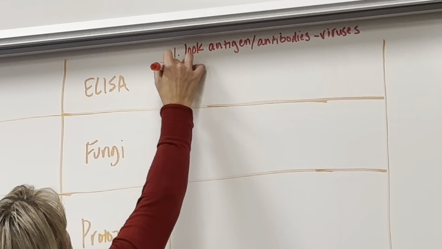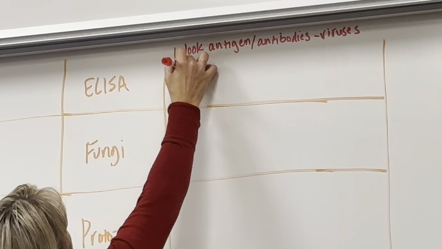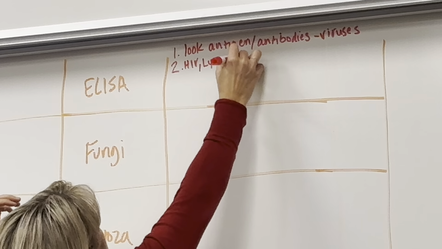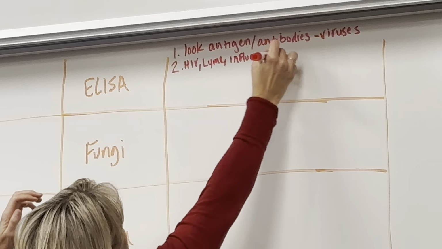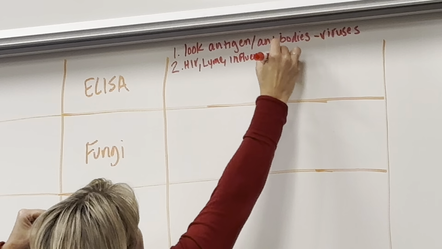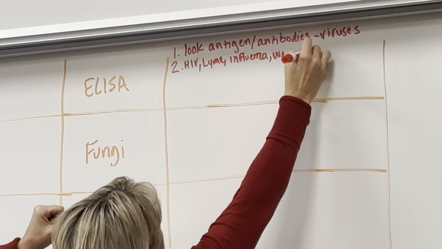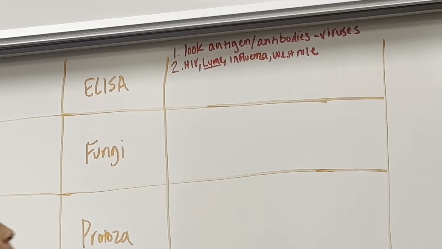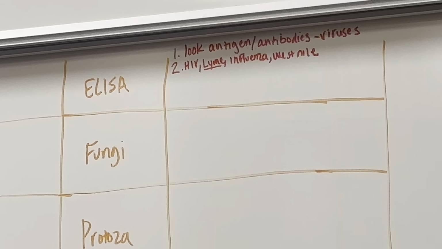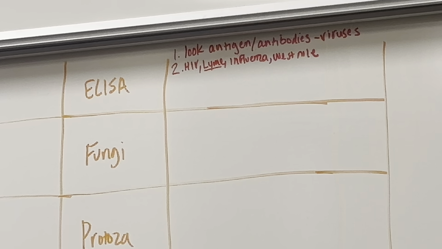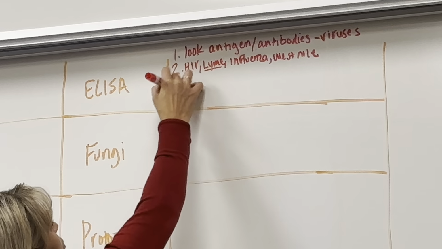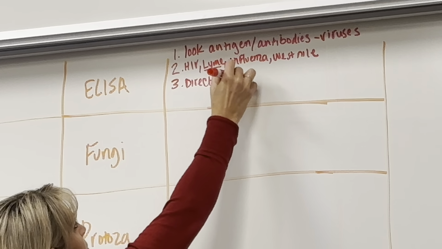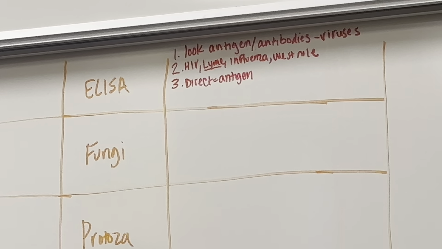Our organism, we didn't do an organism, but we looked at HIV, we looked at Lyme, we looked at influenza, avian influenza, we looked at West Nile. This is our only bacteria. This was a virus. What else? Methods. So direct, you look for the antigen. It's gonna stick to the bottom of the plate.